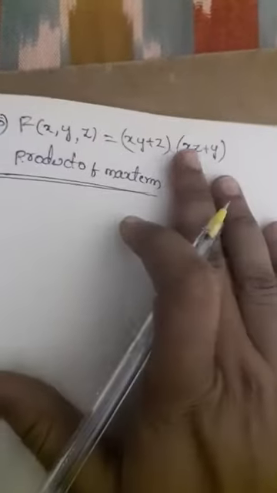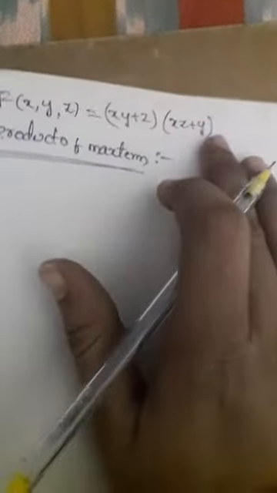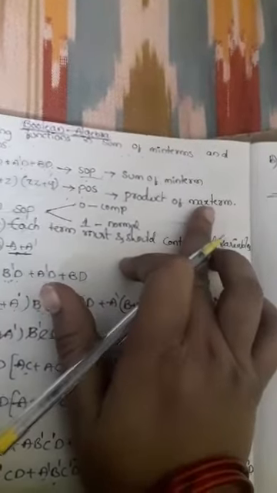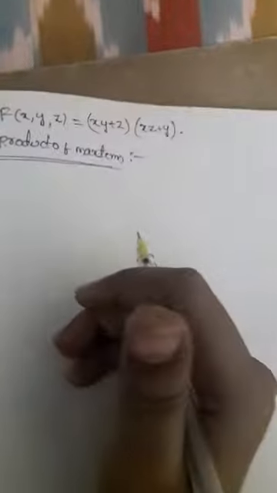So first check it, is the function in SOP or POS? So this is nothing but product of sums, right? So directly we can say that this function is related to the POS. POS is applicable for product of max terms, right? So now we'll see how to simplify the Boolean function in product of max terms.